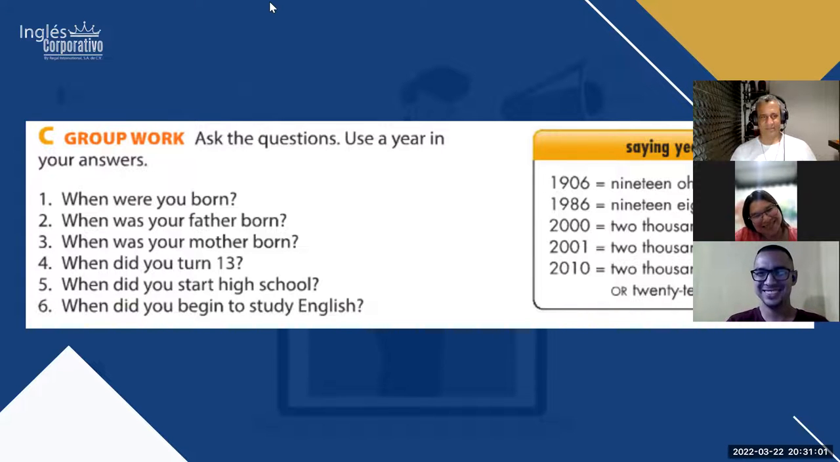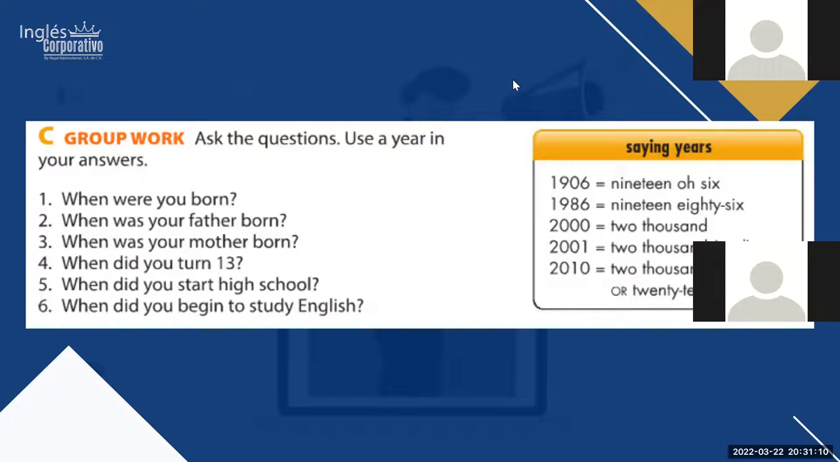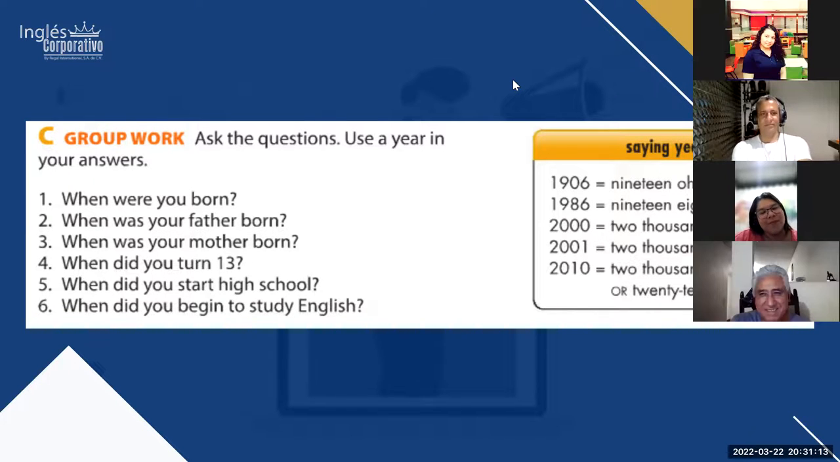Continue. Ask another question to another classmate. So I think that there are some people missing here. Vilma, for example. Hi, Rosario. I am here. Hi, Vilma. When did you begin to study English? In 2021, I think. Oh, okay, 2021. Very nice. Okay, you've done a very good job.